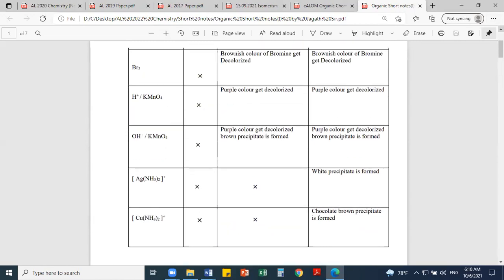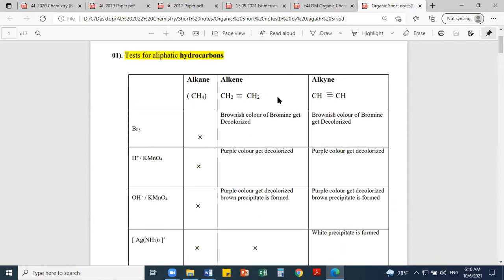So if you are given two compounds, you should know how to distinguish them using simple chemical test. They don't ask you to write the reaction, only the observation and the reagent is enough.